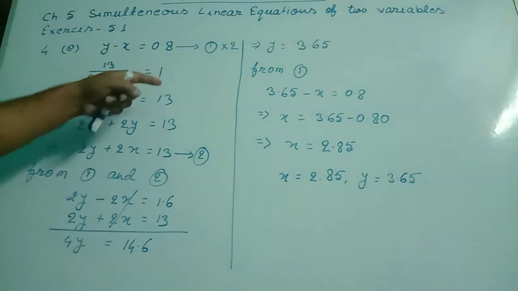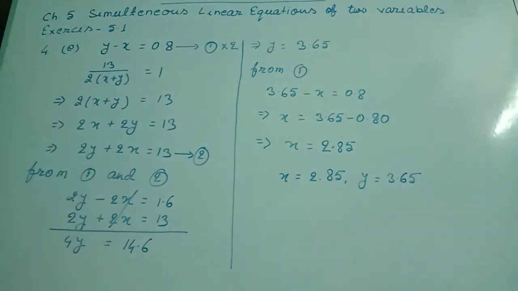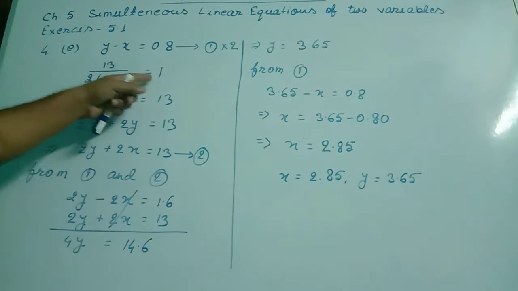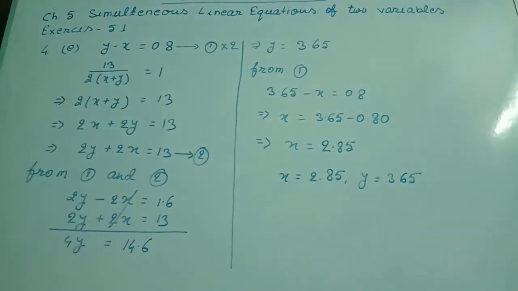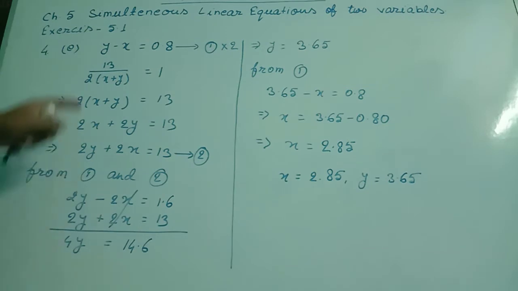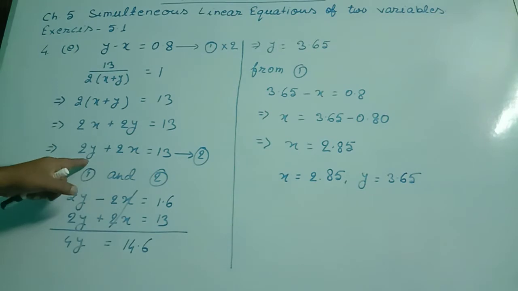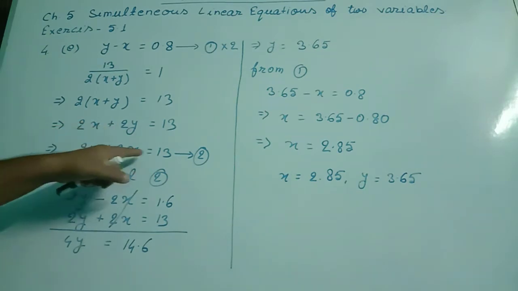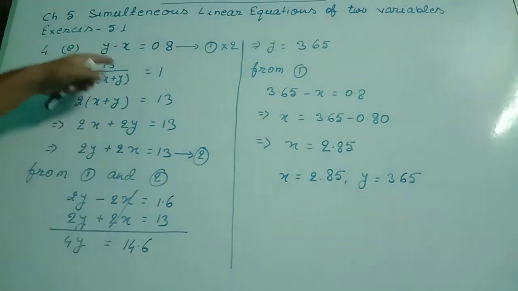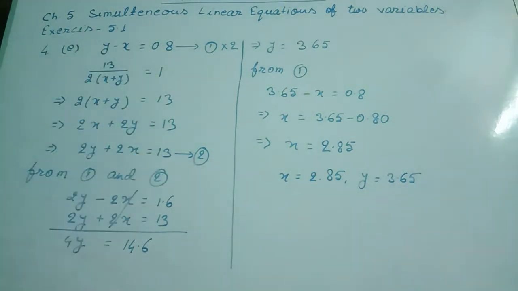For that I have done cross multiplication. 2 into x plus y equal to 1, 2 into x plus y into 1 equal to 2 into x plus y, 13 into 1 equal to 13. These two terms are multiplied by 2, so we get 2x plus 2y equal to 13. As it is written here, y is written at first, so I wrote this y at first. 2y plus 2x equal to 13. Now both the equations are in the same form, so I considered equation number 1 and equation number 2.